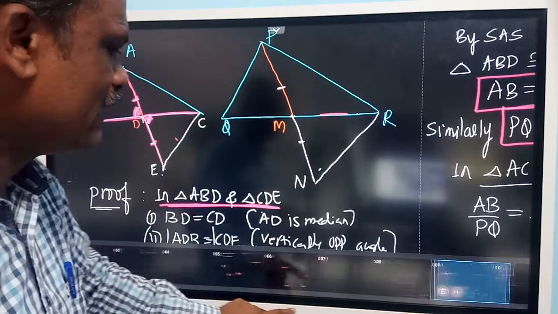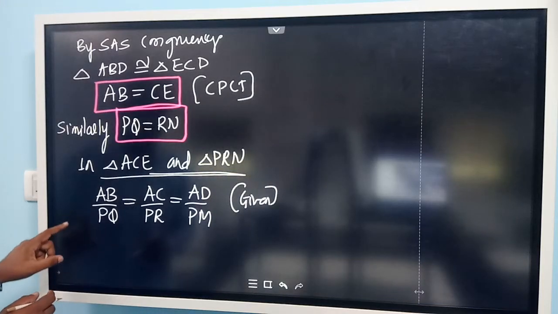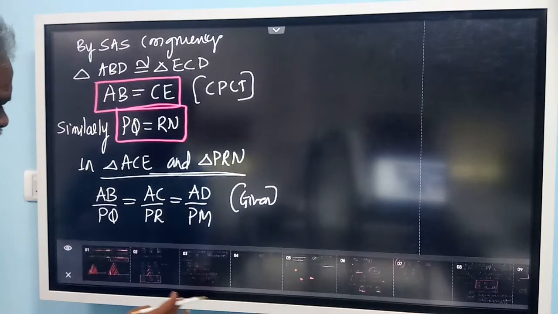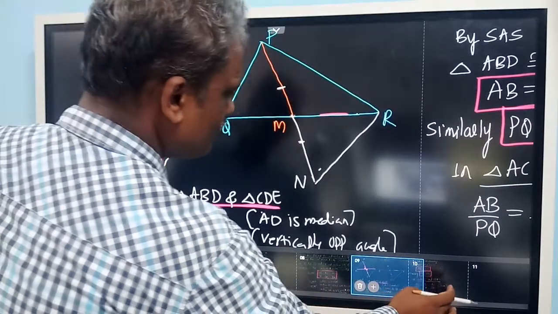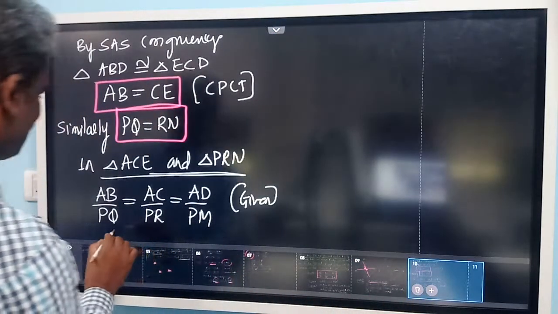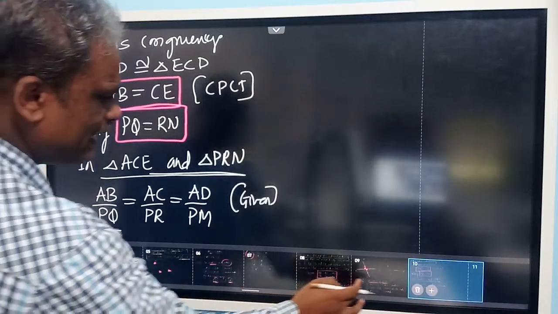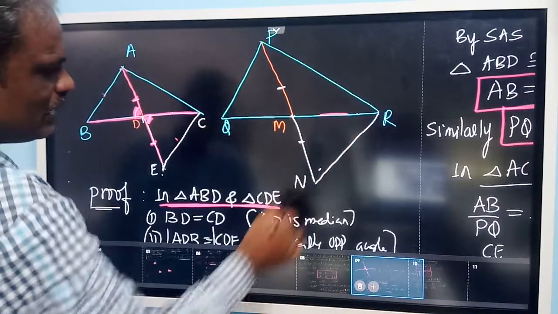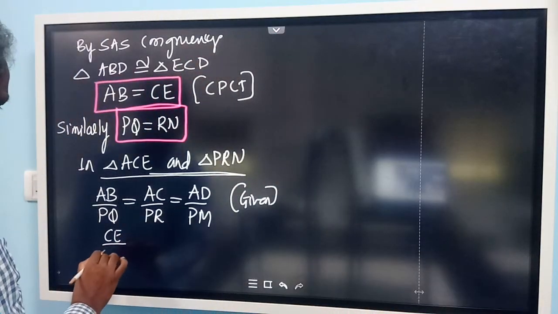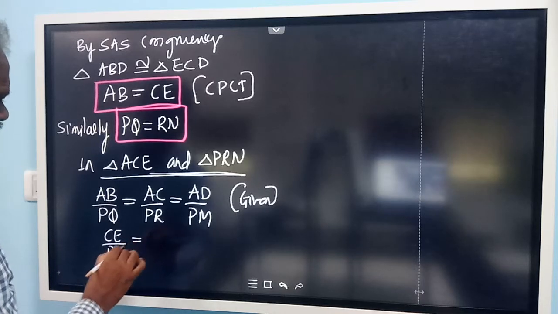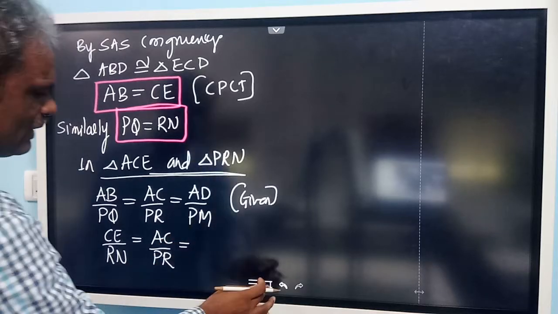So therefore I can write here, in place of AB, what can you write? Look at the diagram and tell me. In place of AB you can write CE. So let us write CE divided by, in place of PQ what can you write? In place of PQ you can write RN or NR. Okay, CE by RN. Then AC by PR, let us write as it is. No need to change. And here AD by PM.